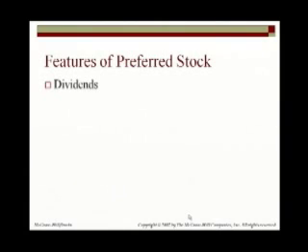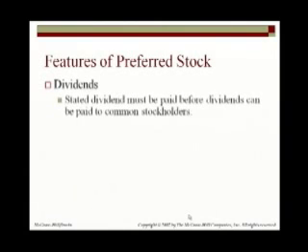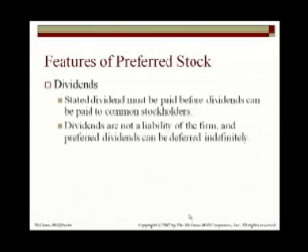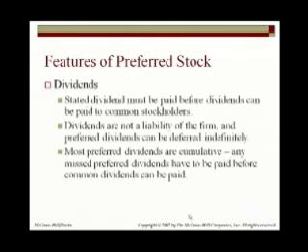They do pay dividends. The dividend on preferred usually must be paid before dividends can be paid to common stockholders. Remember, dividends are not a liability of the firm, and they can be deferred indefinitely, but you cannot pay common stock dividends until preferred dividends are paid. Most preferred dividends are cumulative, meaning if I skip $1 worth this year and I owe $1 worth next year, then I would have to pay $2 this year and next year before the common stockholders will get any dividends. Preferred stock generally doesn't get to vote.